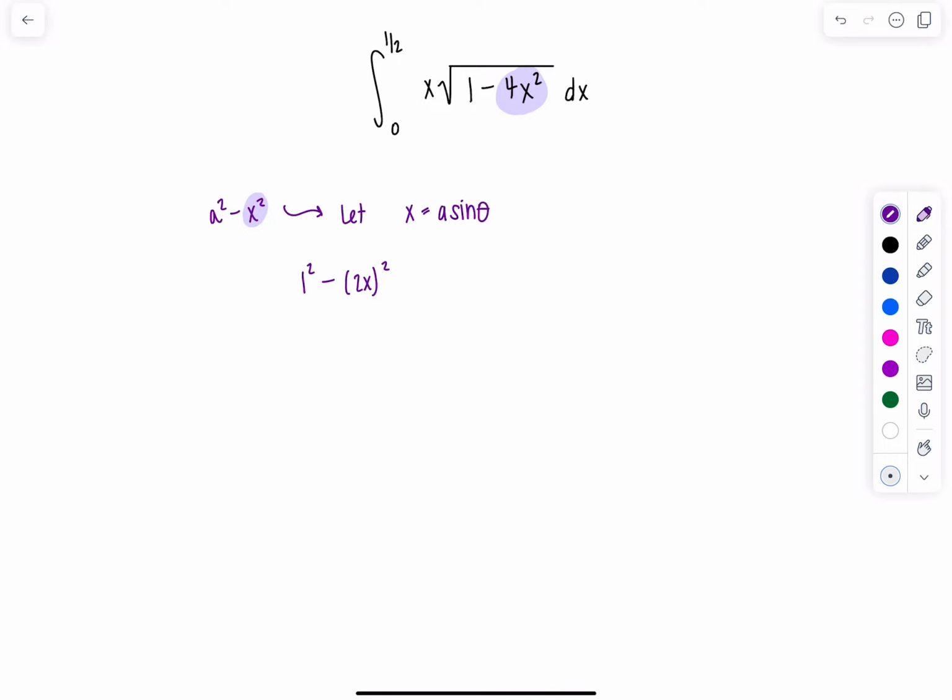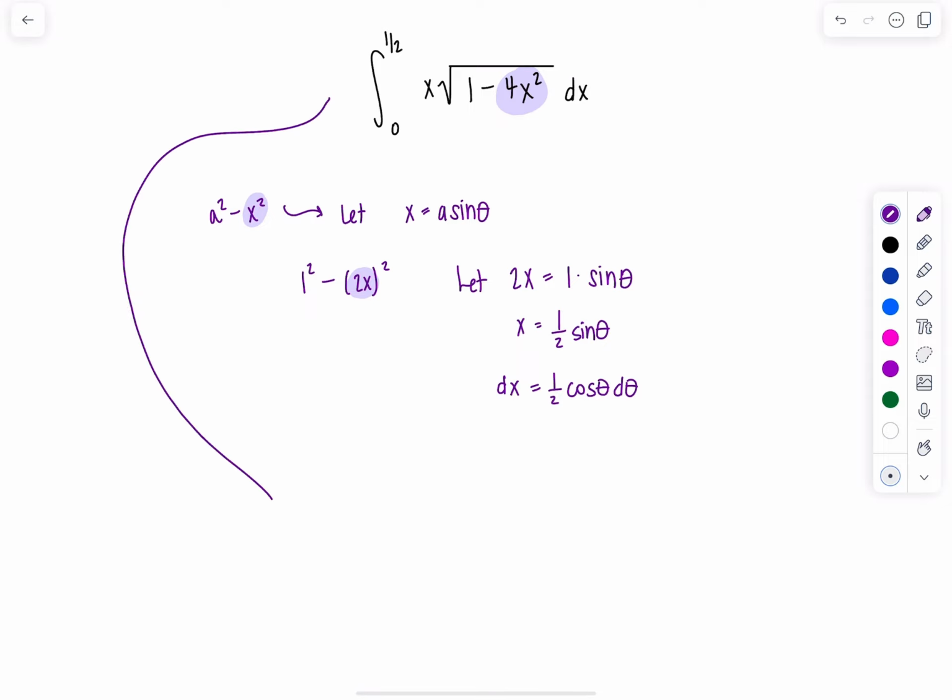So for this particular problem, what we're going to need to do is let this whole quantity, in this case 2x, equal a, which is just 1, sine theta, like that, okay? Now from here, you can get x by itself, or you can leave it there and then take the derivative. If you just divide both sides by 2, x is going to be 1/2 sine theta, and then dx would be 1/2 cosine theta d theta. Good? Fabulous.